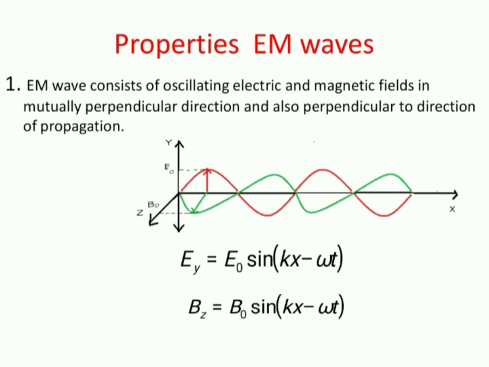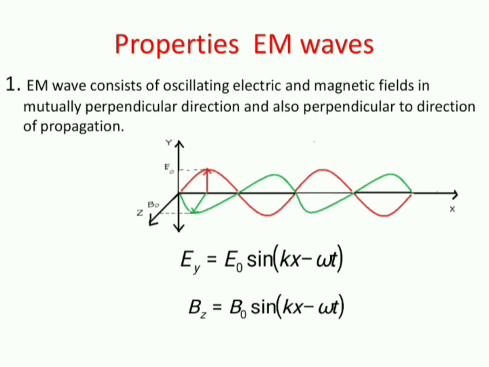So magnetic field is oscillating in z direction, electric field is varying along y direction. Then the direction of propagation is x. So the net wave or electromagnetic wave travels in a direction which is perpendicular to both electric as well as magnetic fields. So in general, direction is given by E cross B. The cross product of E and B decides the direction of light or electromagnetic wave.